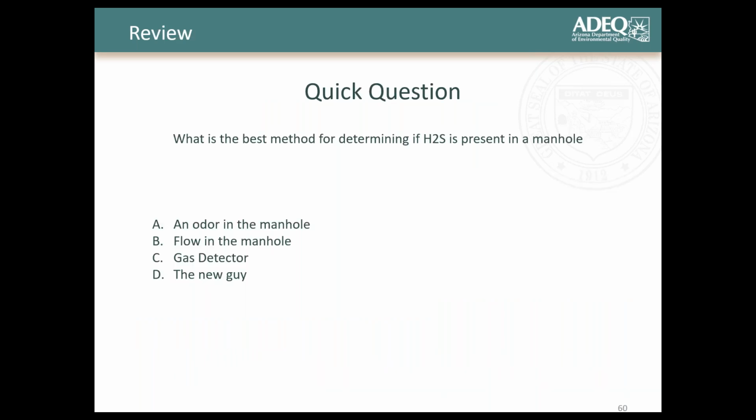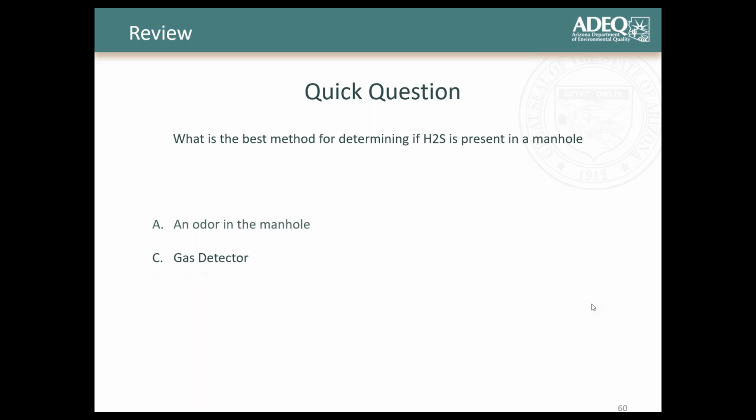So another quick question: what is the best method for determining if H2S is present in the manhole? A, an odor in the manhole, B, the flow in the manhole, C, a gas detector, or D, use the new guy? Answers are rolling in, and C seems to be the all-out favorite.